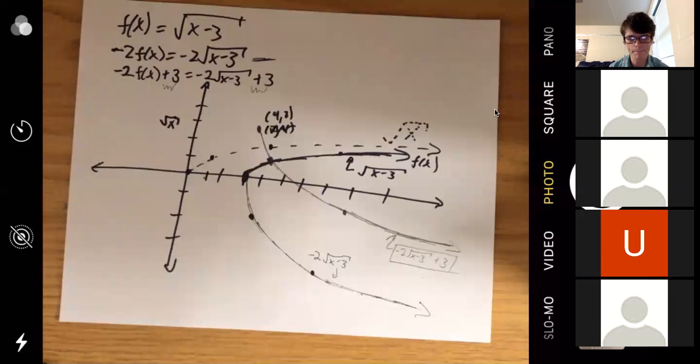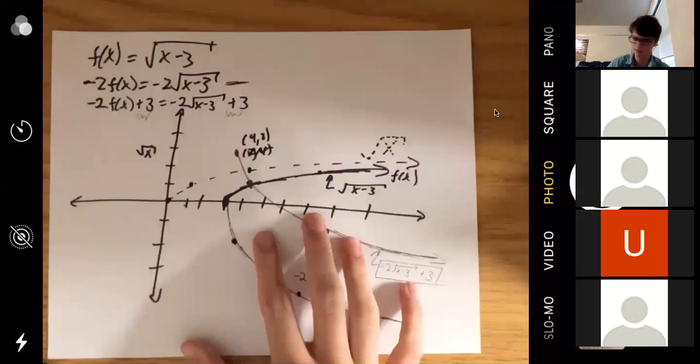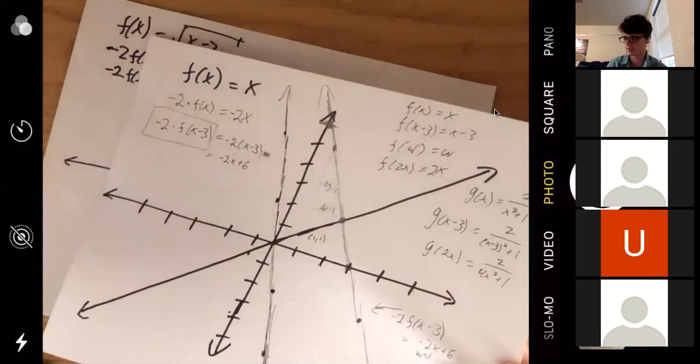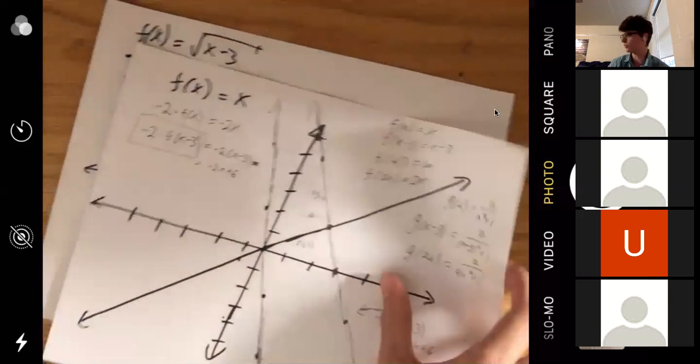But you should be able to figure it out, but good ones to know off the top of your head, like I know what this parent function looks like. Obviously, you should know what f of x equals x looks like, the parent function for linear graphs. You should know what that looks like.